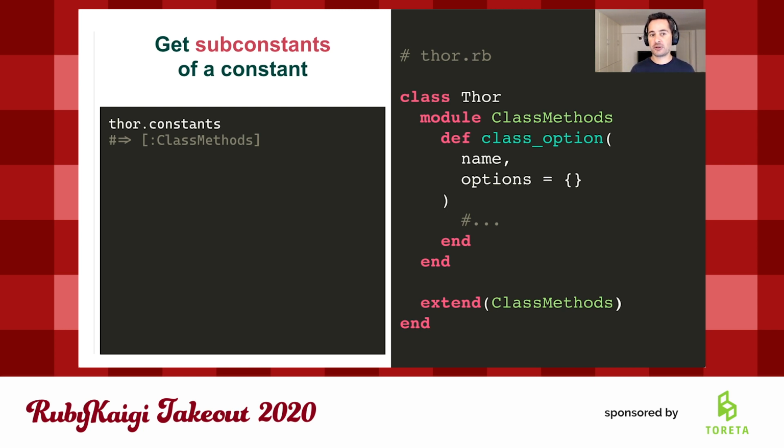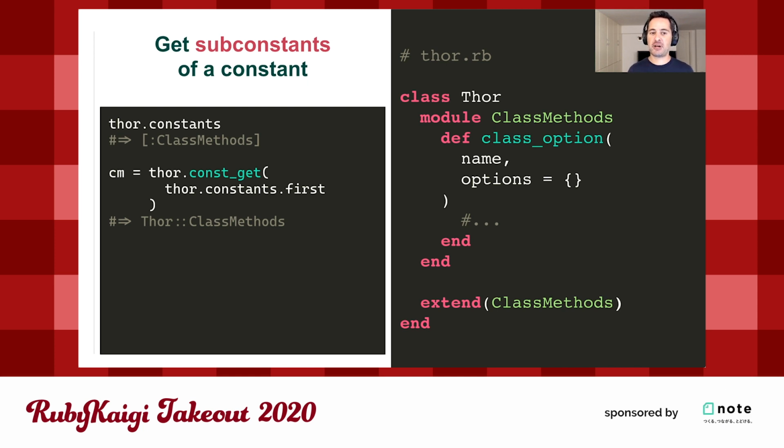So what we can do, we know that const_get works that way. So if we call const_get on Thor and give it that name, so if we do Thor.const_get and then give it Thor.constants.first, then we get a reference to the Thor ClassMethods module, which gives us that module definition there. And we can ask for the name of it to grab the name and to generate it in our RBI.